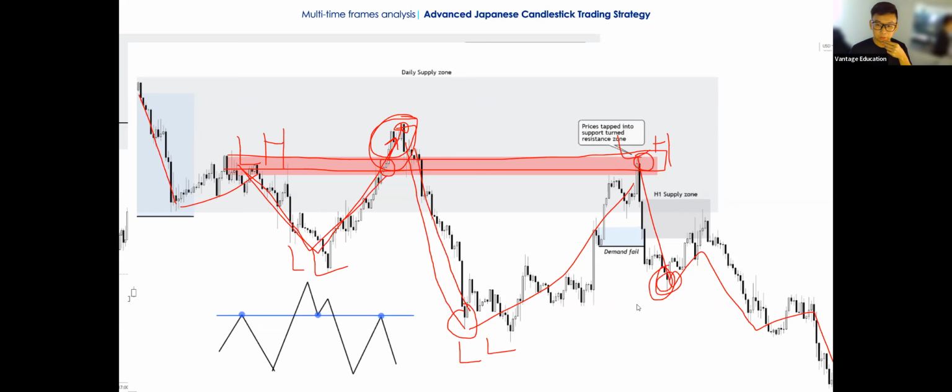This is not a lower low, so you might have gotten out here. But again, because of this formation here, right, you would have re-entered here. It goes down.